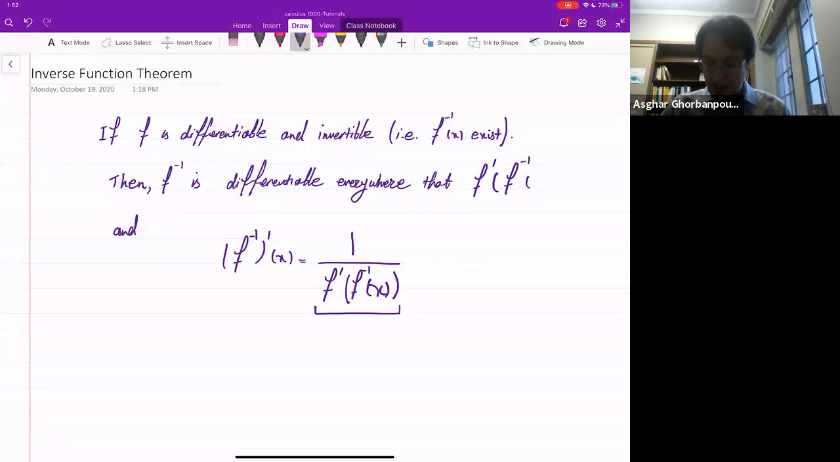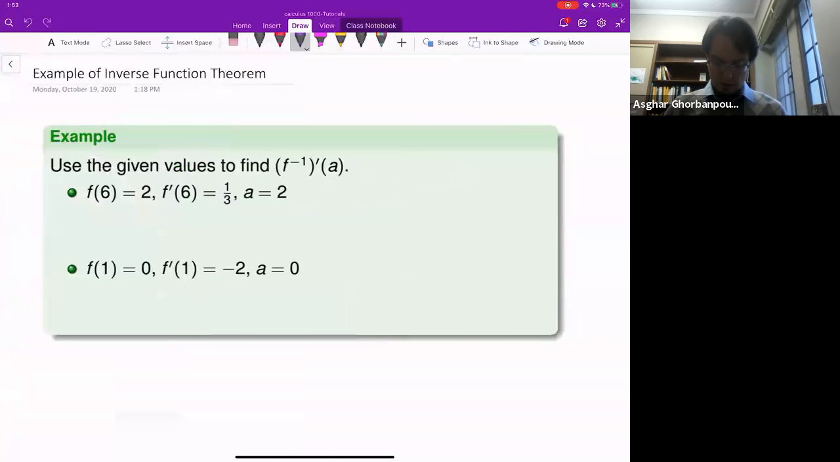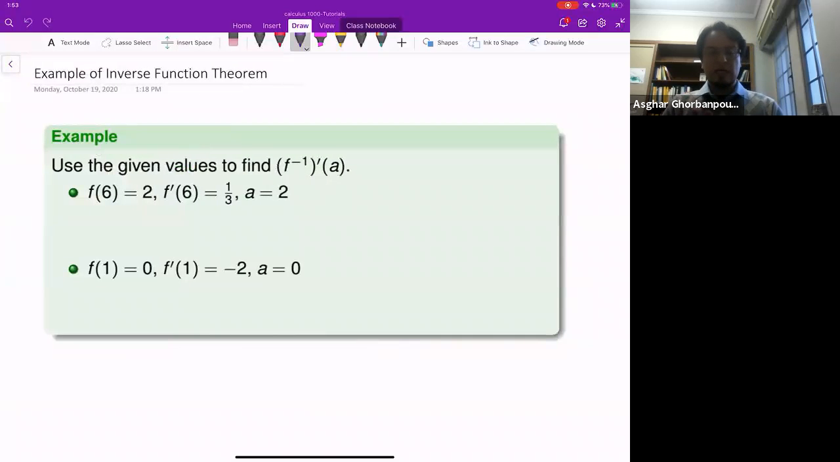So we want to make sure that this is not zero. If that is zero, then f inverse prime does not make sense. So f inverse is not differentiable at the point where this is zero. And obviously the formula also says the same thing. 1/0 doesn't make sense. Okay, so we will do some examples for this.